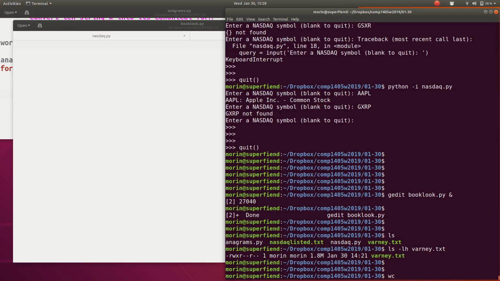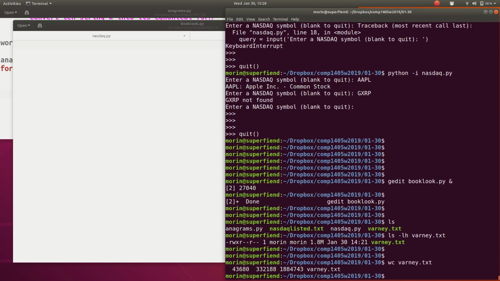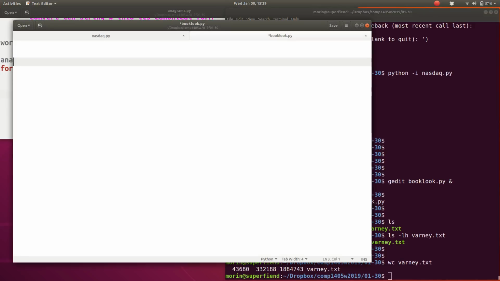If we count it, it has 1.8 million words. So this is a novel containing 1.8 million words. Oh no, that's characters. Sorry, 332,000 words. So it's a good, hefty novel. There's lots we can do to analyze it. So maybe what we'll do is open it up.